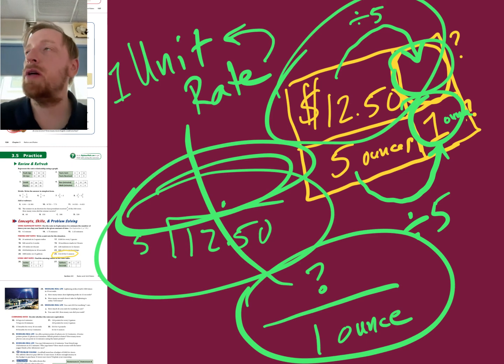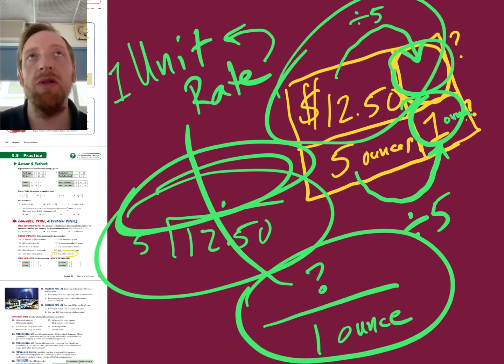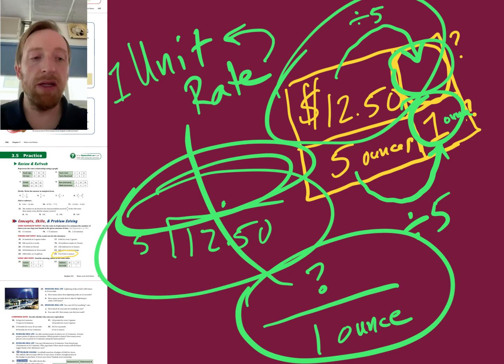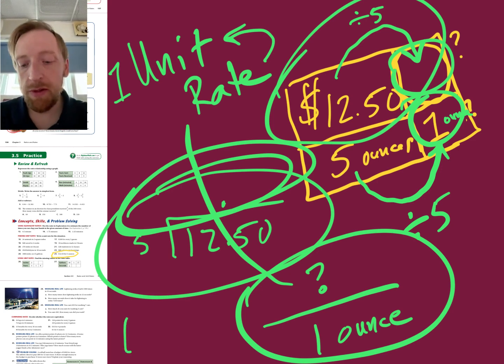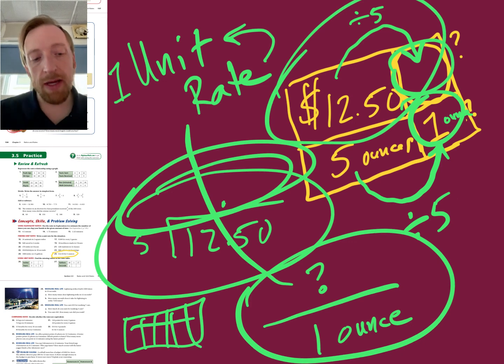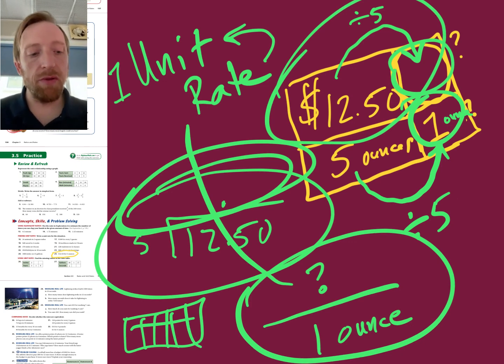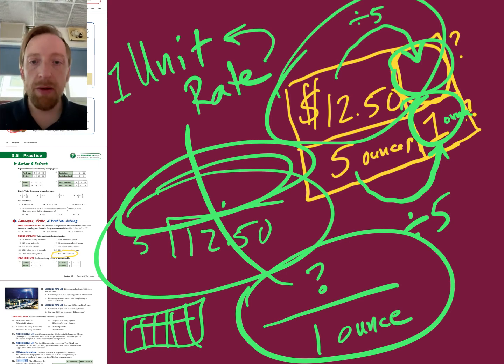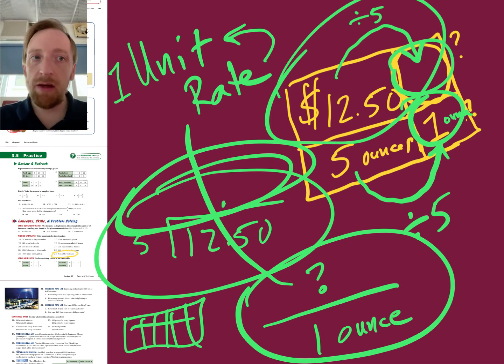Rarely are you given the cost of how much one thing is. So if you buy 12 eggs, for example, maybe you would never want to know how much 1 egg costs, or maybe you do, but if you use unit rate, you'll be able to figure out how much something costs per 1. So that was lesson 3.5, rates and unit rates.